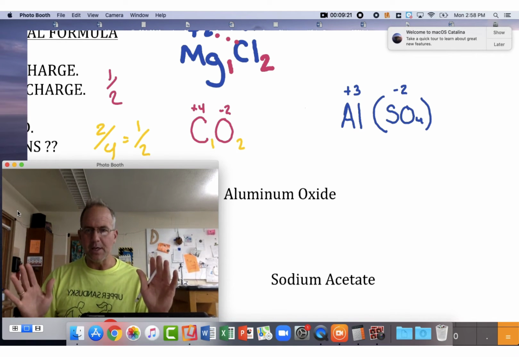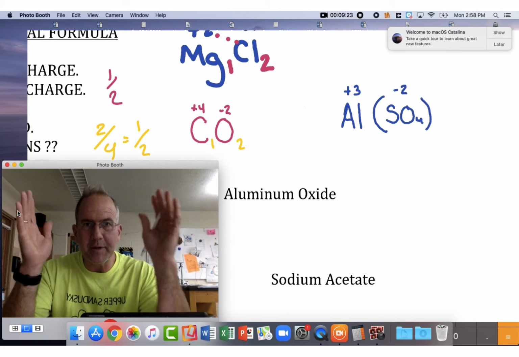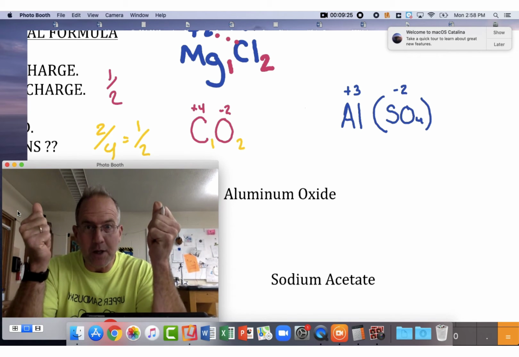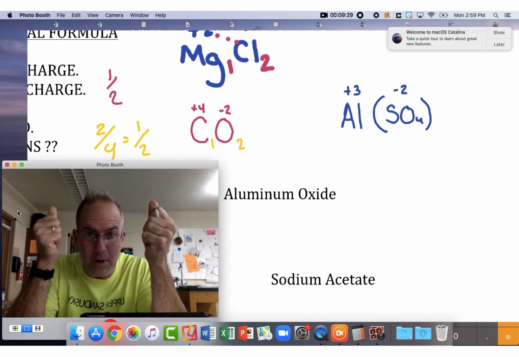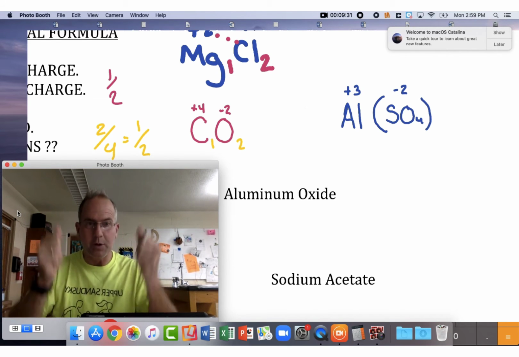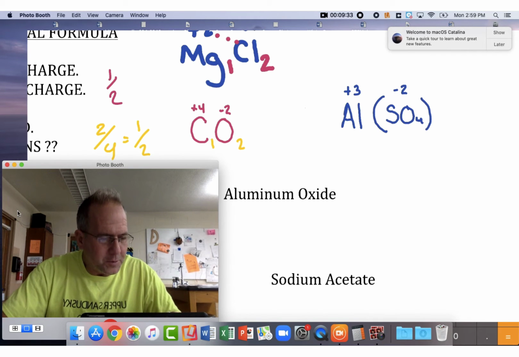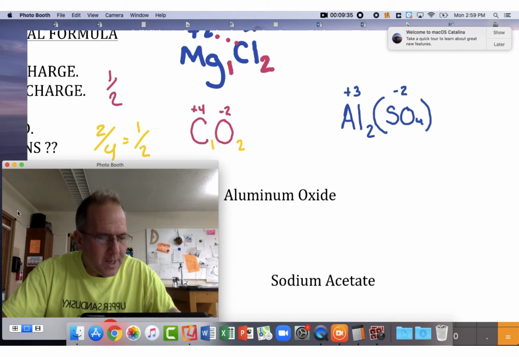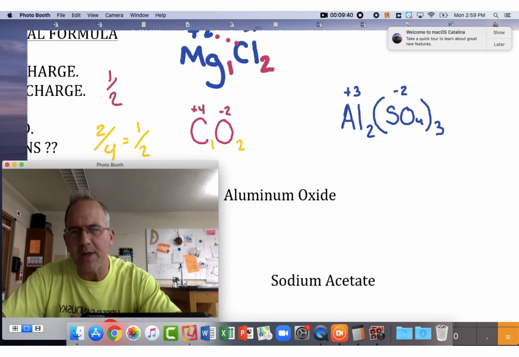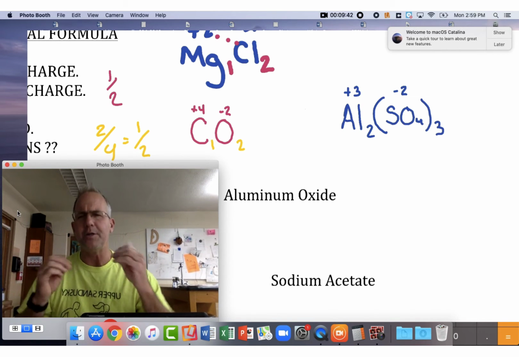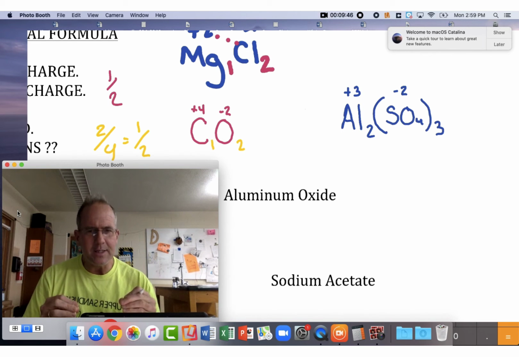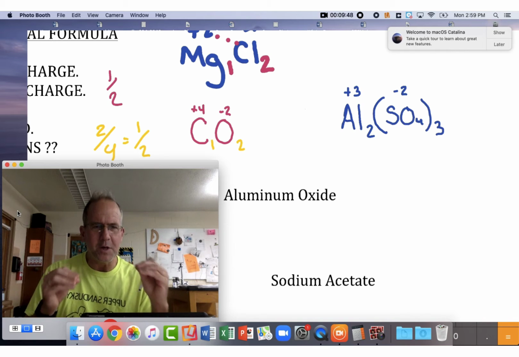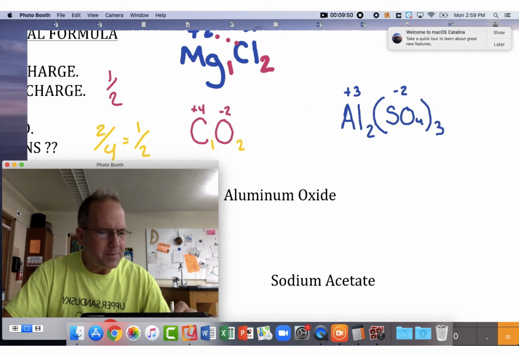Here's the key. The reason we use these polyatomic ions like this is because we can do the same exact thing that we did before. We're going to crisscross. Put the 2 behind the aluminum and the 3 outside the parentheses. Remember I said when you use a polyatomic ion, use parentheses so you know it's a polyatomic ion? You need it here. If you don't have the parentheses, it messes up the whole formula.